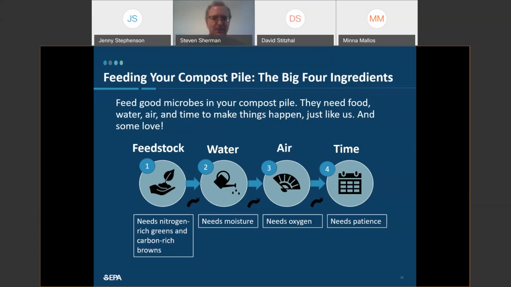So, you see this picture here. Feedstock, you can think of that as food, but it's not just fruits and vegetables and things you eat. Feedstock can mean anything that the microbes are going to munch on, which could include landscape trimmings and other things as well. That's why we use the term feedstock instead of food. But if we were doing this for a very young audience, we would probably refer to it as food, water, air, and time.